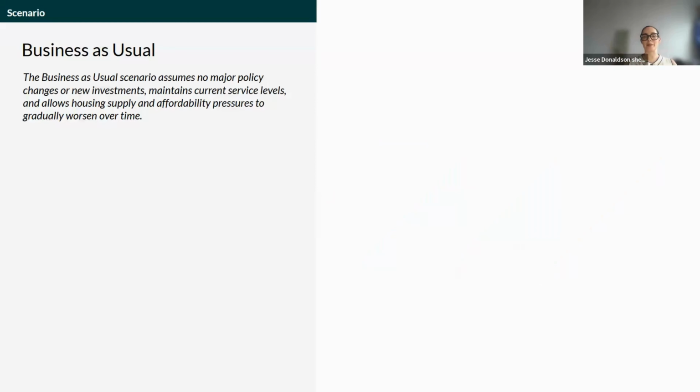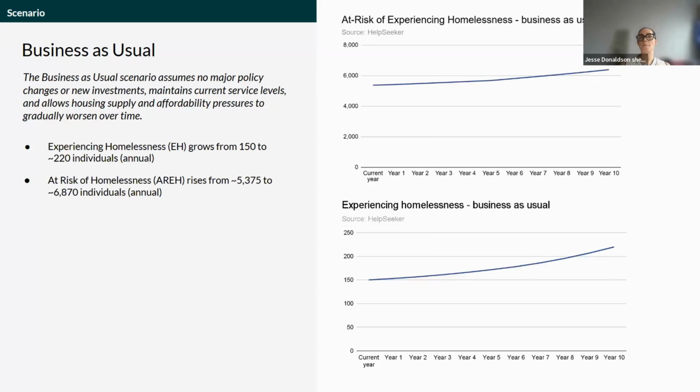All right, let's go through it. I'm going to try to go through it slowly enough for it to make sense. So the first scenario I ran in Centerville was business as usual. So no policy changes, no investments. They just have the same supply I showed you before, maintaining current service levels, and they have gradually worsening housing supply and affordability, but I didn't make it too extreme.